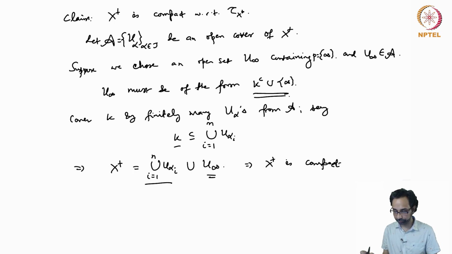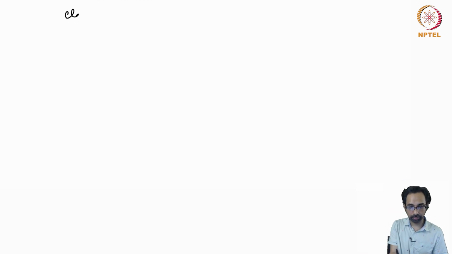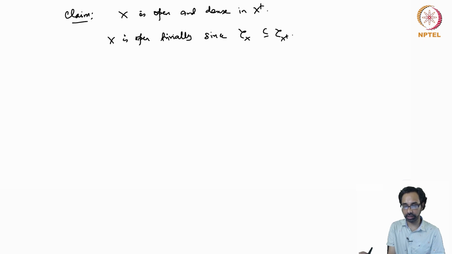And to show that X is open and dense in X plus. So open is easy, so X is open trivially, since tau X is a subset of tau X plus. Any open set in X is open in X plus, and X itself is open in X, so it is open in X plus.